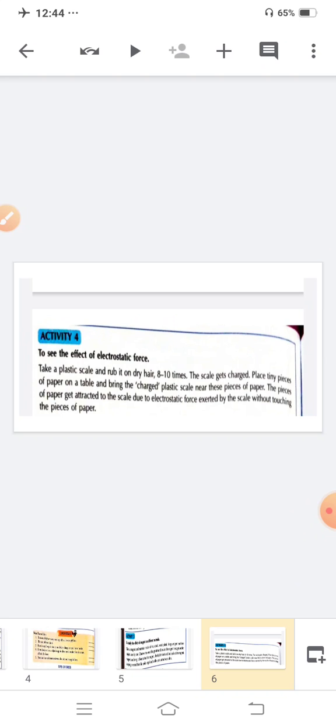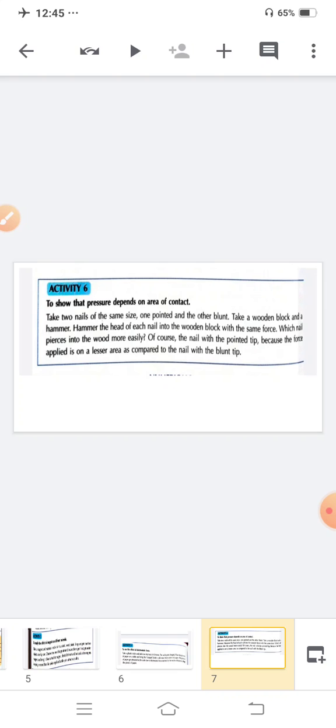Is this clear? What is our aim? Our aim is to see the effect of electrostatic force. Take a plastic scale and rub it on dry hair 8 to 10 times. The scale gets charged. Now place tiny pieces of paper on a table and bring the charged plastic scale near these pieces of paper. The pieces of paper get attracted to the scale due to electrostatic force exerted by the scale without touching the pieces of paper. Is this clear?